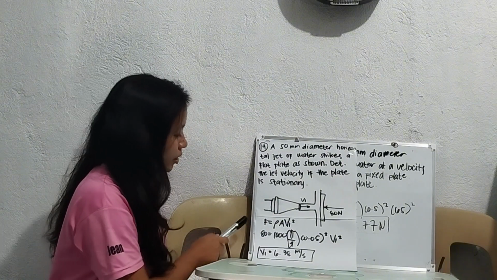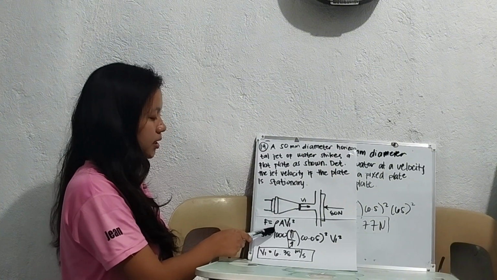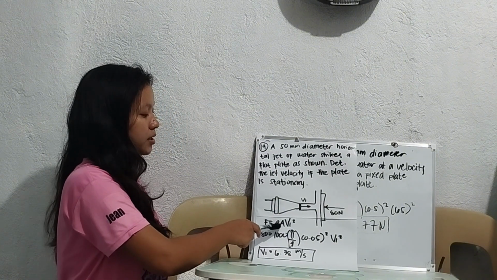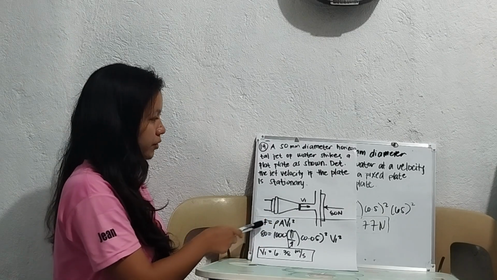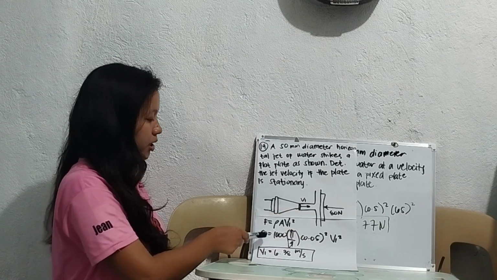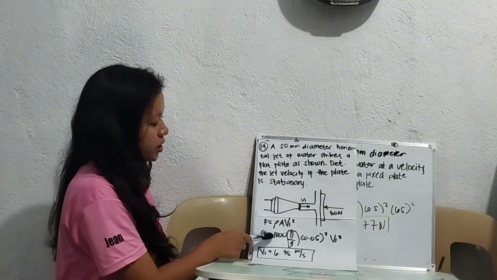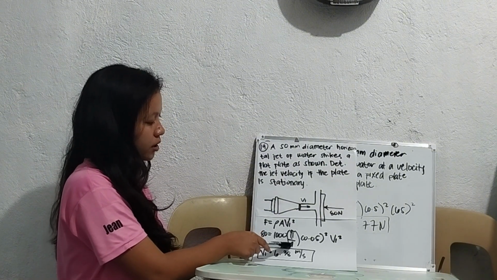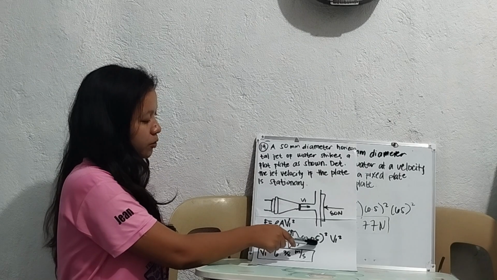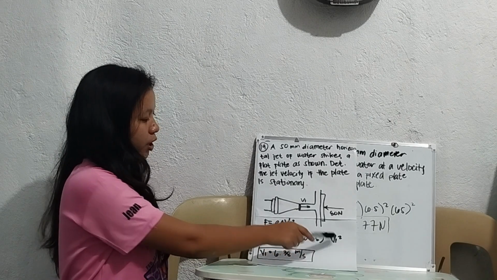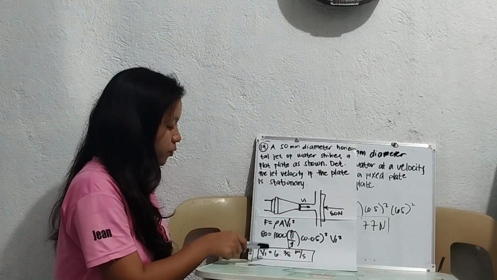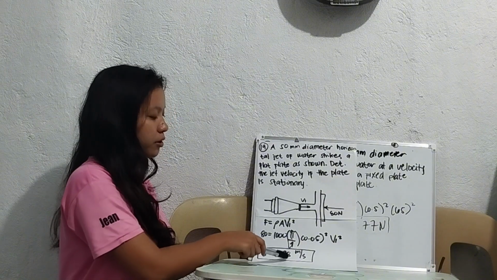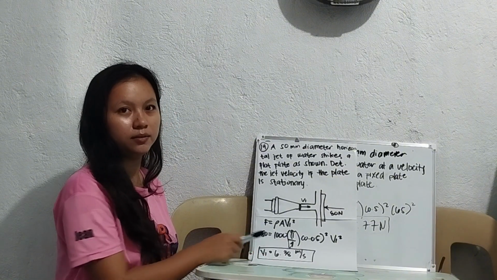So for our formula, we have F equals density times the area times the V1 squared. So we have the force, which is 80 Newton, and then the density of water is 1,000 times the area of pi over 4 times 0.05 squared, V1 squared. So we have the answer for V1 equals 6.38 meter per second.